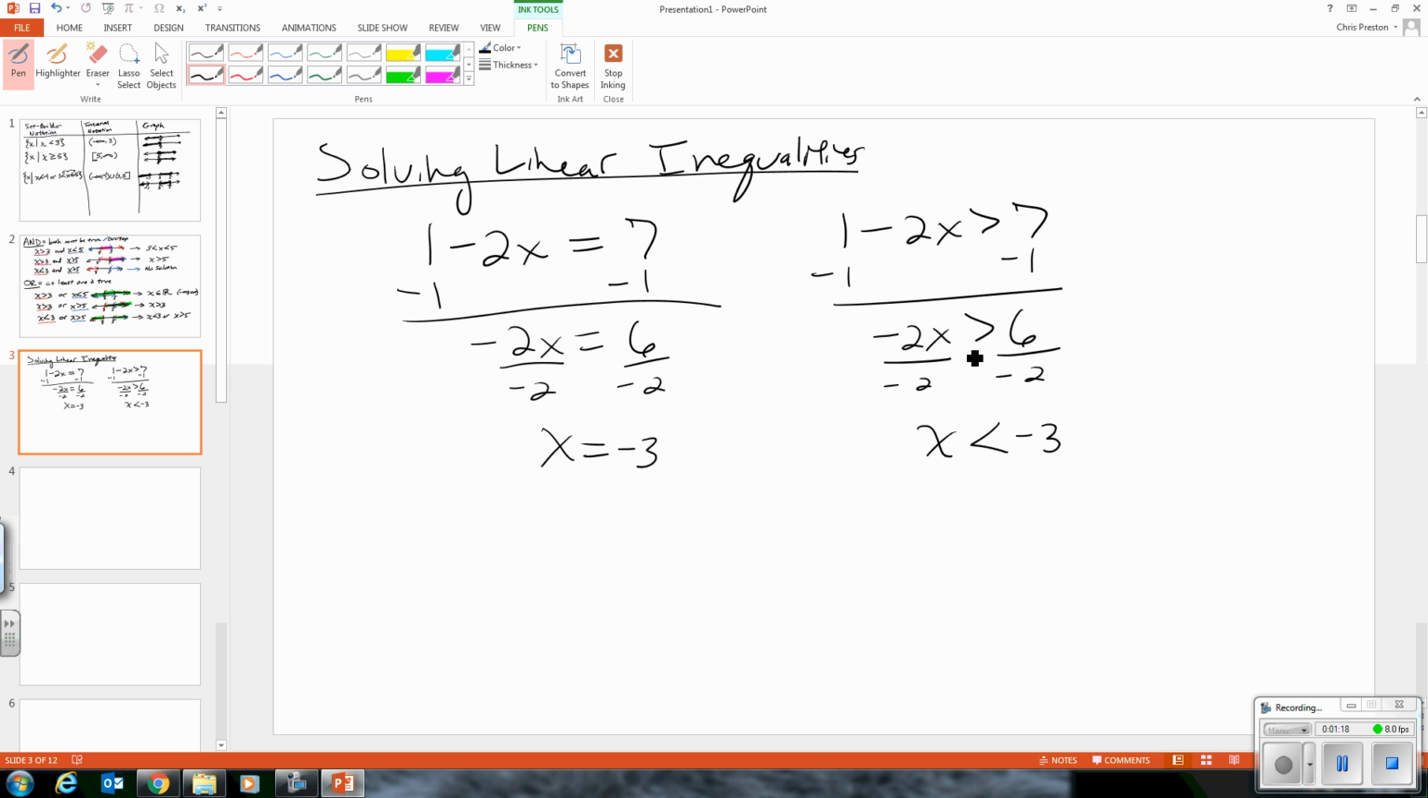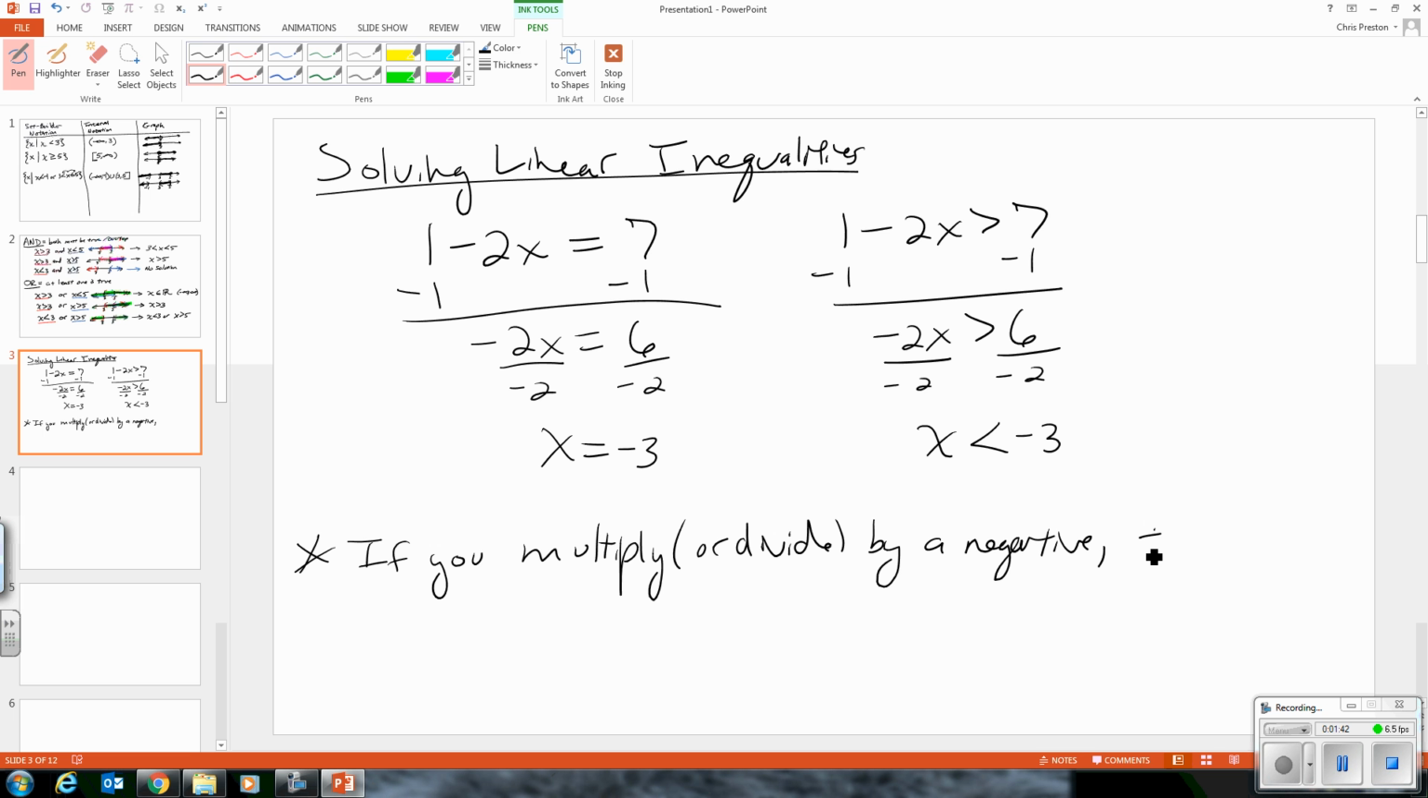So there's a little difference here. If you multiply or divide, when we say divide by -2, what we mean is multiply by -1/2. It's just a shorthand way of saying that. Multiply or divide by a negative, the inequality flips. What you're saying is I want the opposite of what I'm looking at when you multiply by a negative. So the opposite of a greater than is a less than.